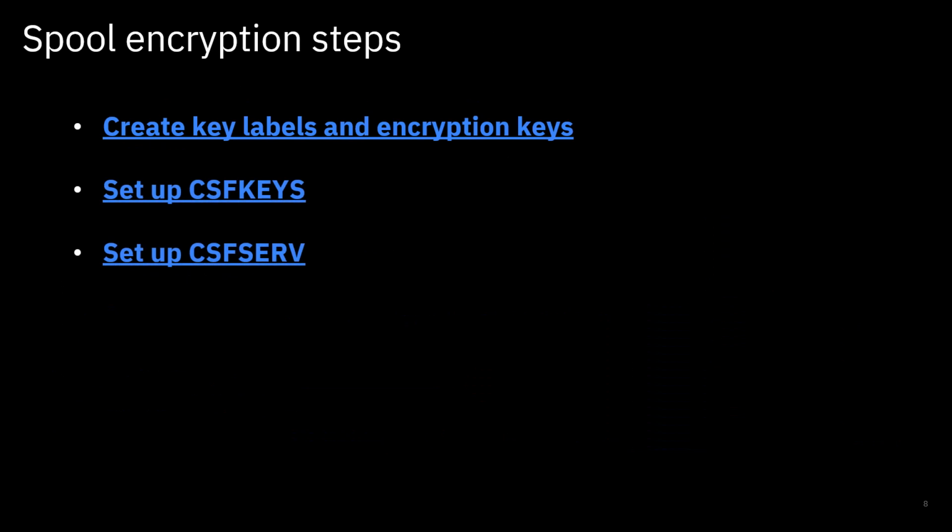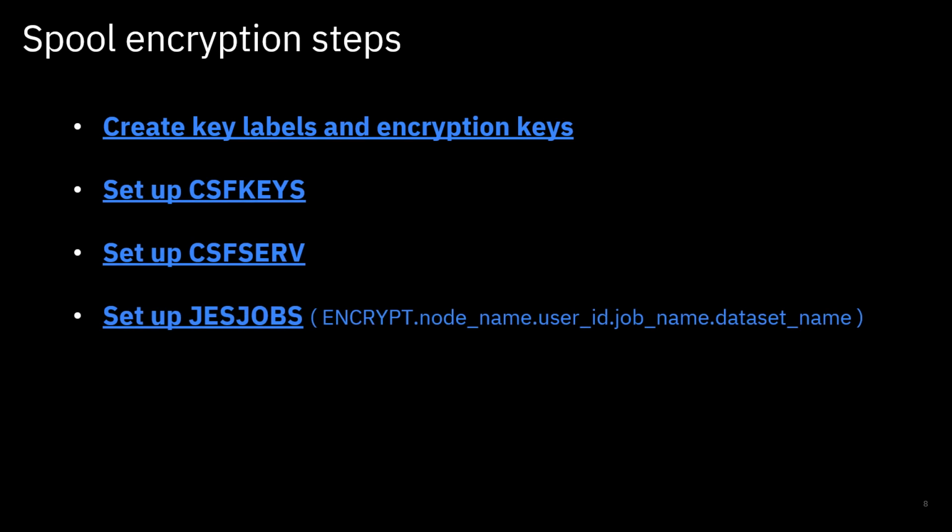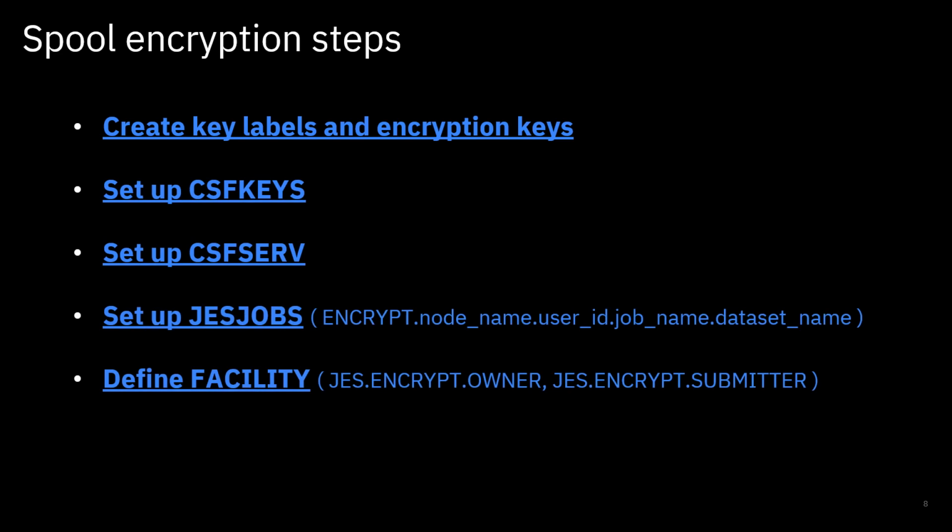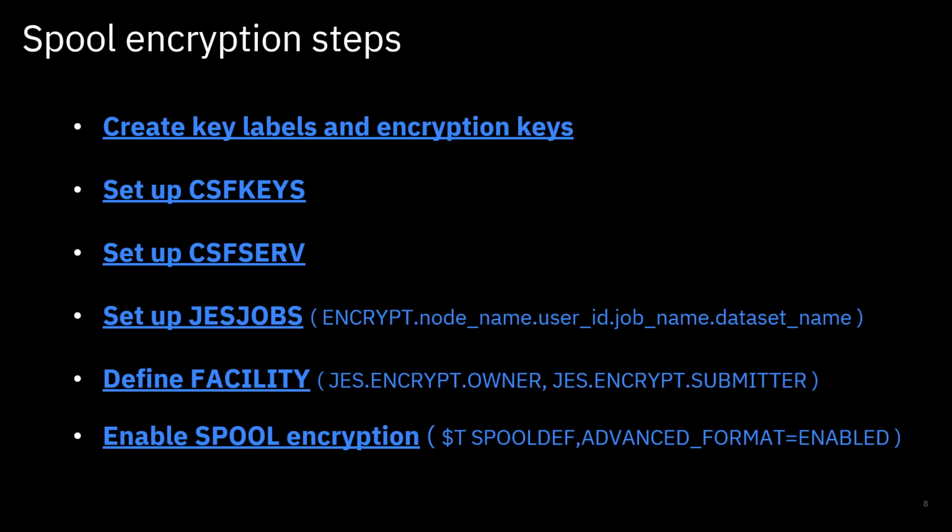What are the steps for spool encryption? First of all, you need to create key labels and encryption keys that must be assigned to the spool datasets. They must exist in the CKDS repository by the time the data is allocated. Then set up the RACF class CSFKEYS to control access to cryptographic keys that are identified by key label. If the user attempts to access an encrypted spool dataset and does not have sufficient access to the CSFKEYS profile, allocation of the dataset fails.